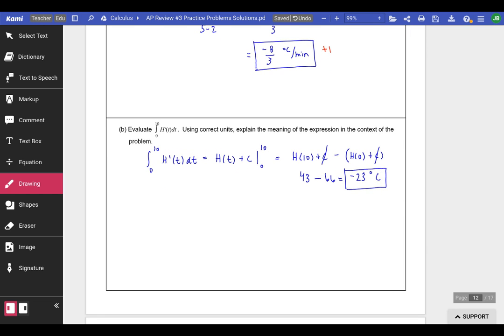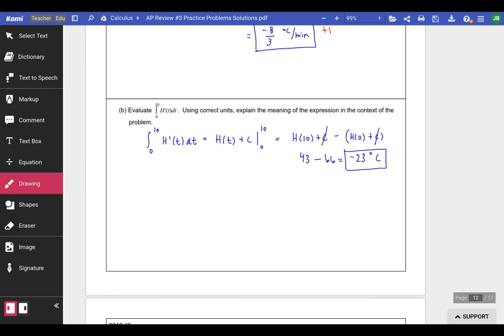So hopefully here, the units should give us a clue, right? We know our units have to do with temperature. So since we integrated the rate, right? We integrated the rate of change of the temperature. That integral is going to give us the change in temperature. So when we're talking about our explanation here, what we know is really the temperature changed by negative 23 degrees Celsius, or in other words, it decreased by 23 degrees over that period of time.